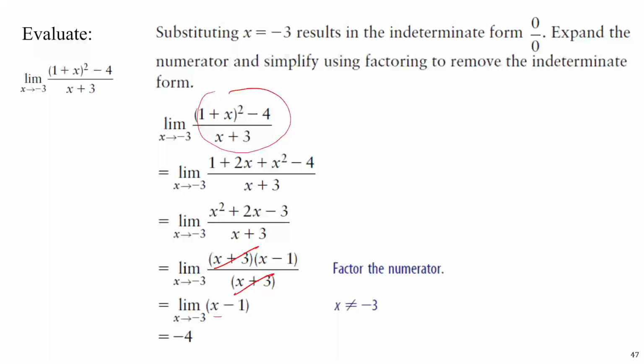And this is a linear function. It's continuous anywhere in its domain. So the limit of this function when x approaches negative 3 equals negative 4. Now you can insert x equals negative 3 into that expression, right? Did you get it?